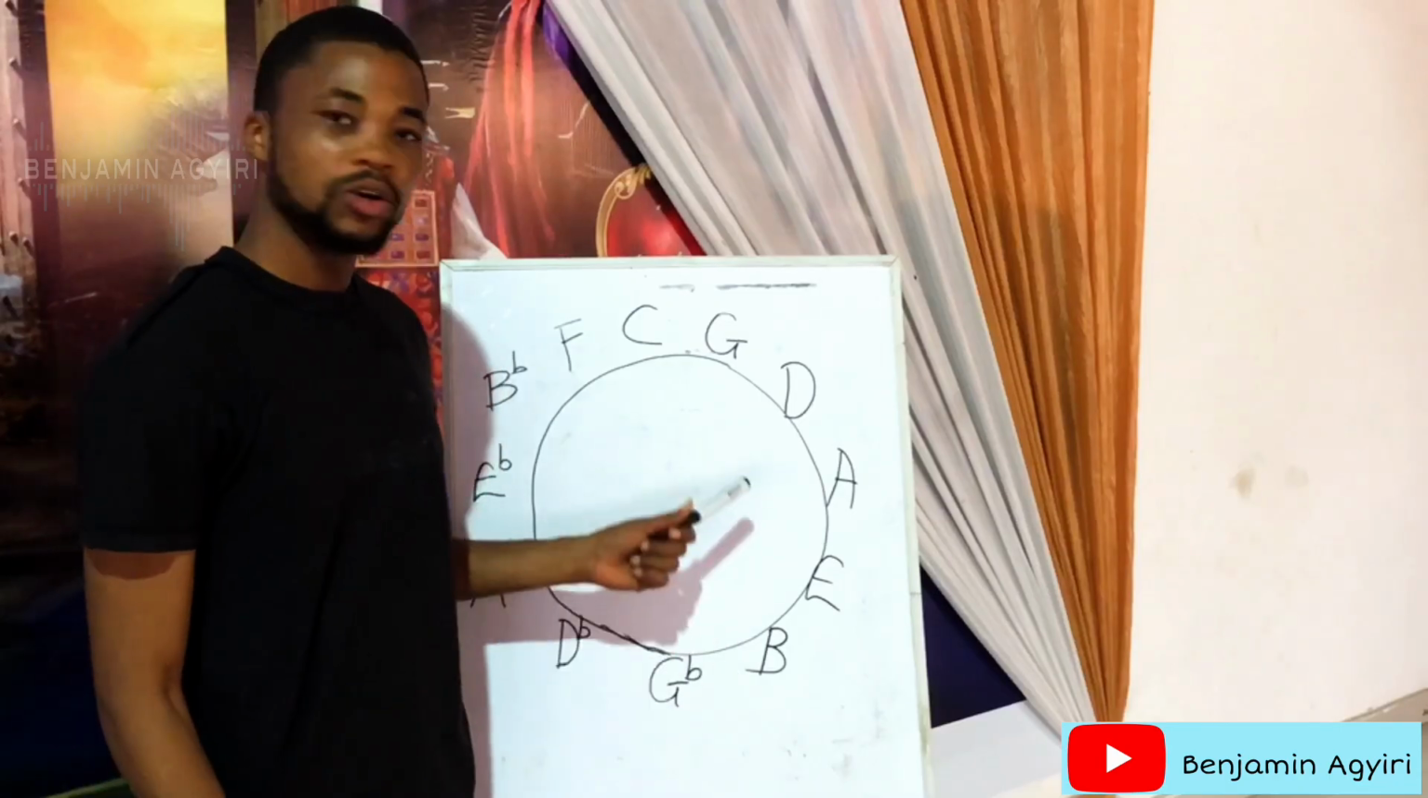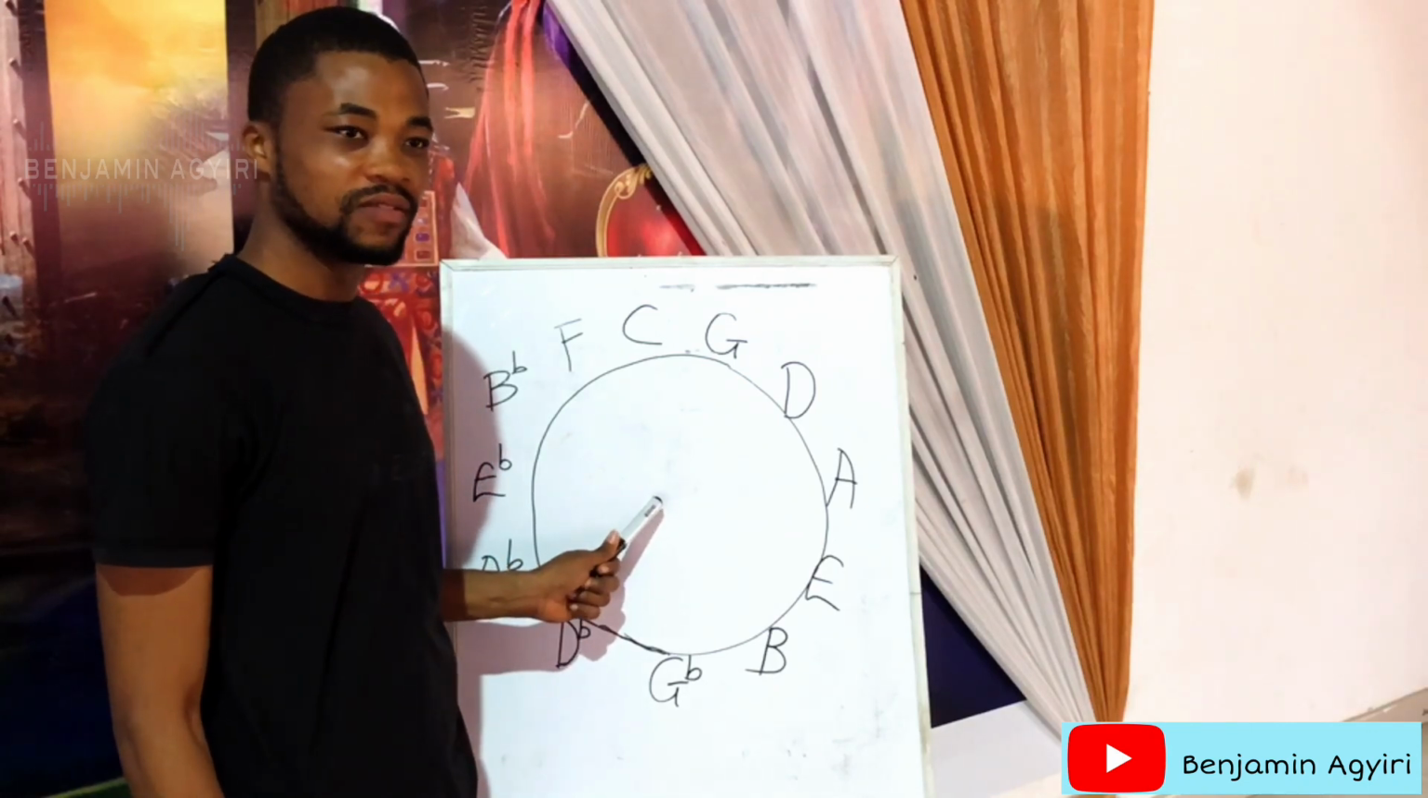Okay, so cycle also helps us to analyze the accidentals in major scales. In the key of C, for instance, it doesn't have any accidentals, meaning there's no sharps and flats. Okay, so this is a diagram for the cycle of fourths and fifths.